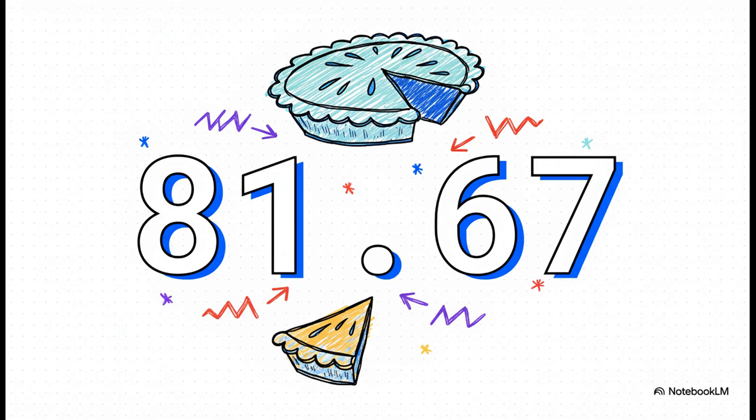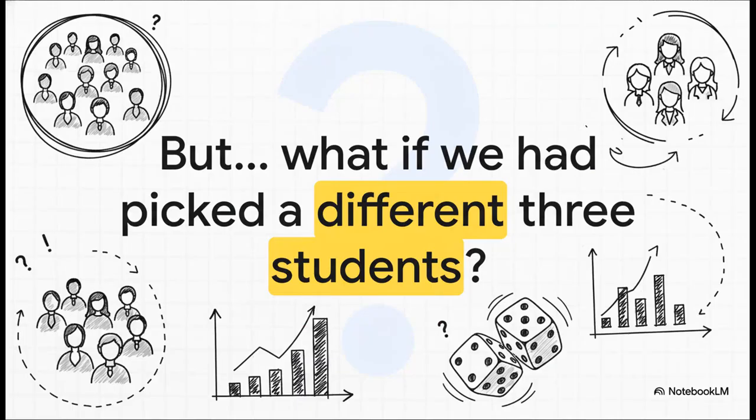And that little difference? That's what statisticians call sampling error. It's not a mistake. It's just the natural, expected variation you get when you look at a slice instead of the whole pie. Okay, but here's the really important question. The sample we just picked, that was just one possibility, right? It was pure luck. What would have happened if we had randomly picked a different 3 students?